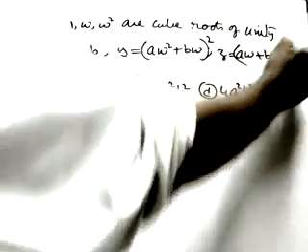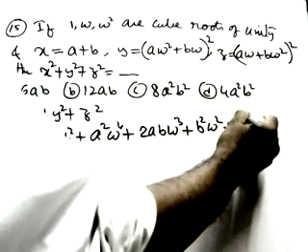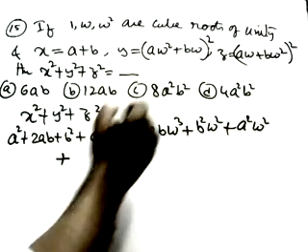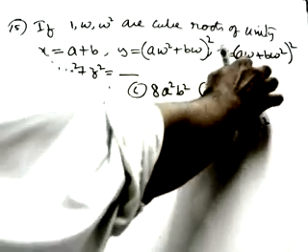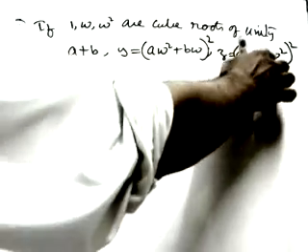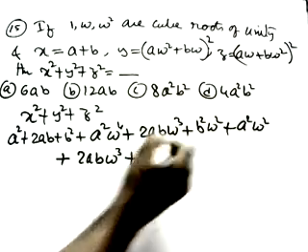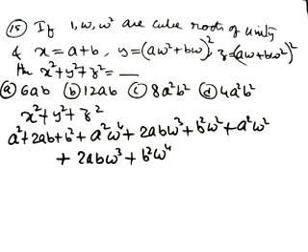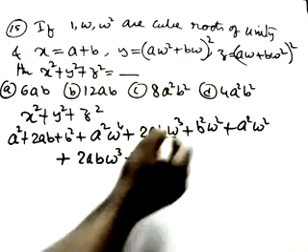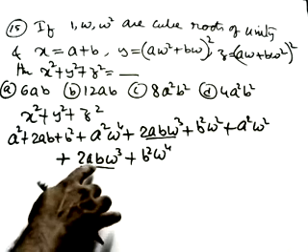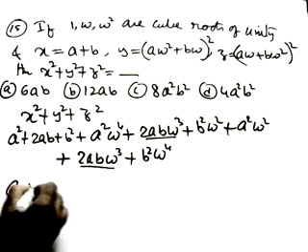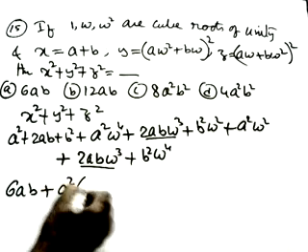Now plus z square. Z square means this square. So a square means a square omega square, plus 2ab. Omega into omega square is omega cube, plus b square omega square whole square will be omega power 4. Now watch here carefully. Omega cube is 1, this is 2ab. Omega cube is 1, this is 2ab. So 2ab plus 2ab plus 2ab will be 6ab.